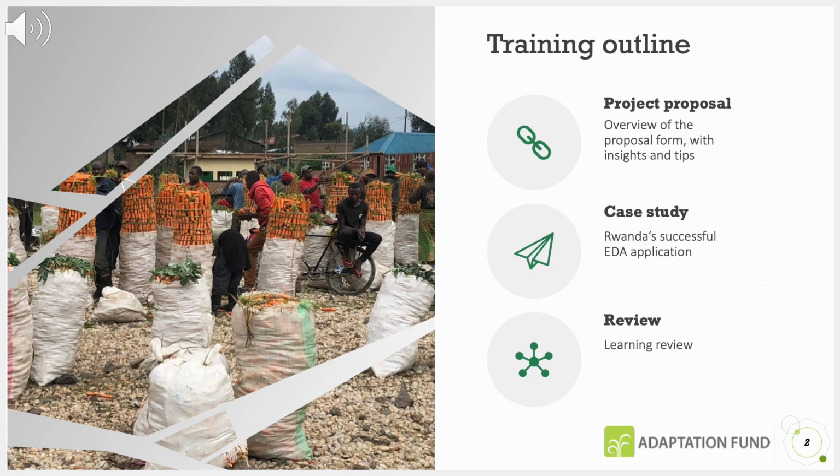The training is comprised of 3 sections. Section 1 provides a walkthrough of the EDA project proposal form. This section is supported with insights and ideas to strengthen your EDA proposal. Section 2 is a case study from Rwanda, and Section 3 is a review of our learning. The full training takes 18 minutes to complete. You can pause at any time to apply part of the training or take a break and return at your leisure.